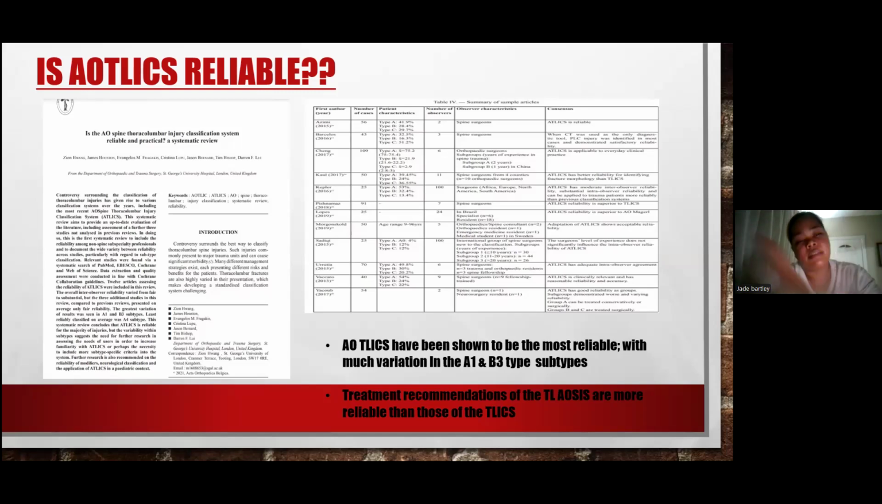And so this systematic review was done that looked at 12 studies over the years, and it shows that the AO Spine TLICS classification system has actually been shown to be the most reliable of all the classification systems. It's just that between the A1 and B3 subtypes, there was much variation, but it's highly reliable, it's simple, and it's recommended to be used. And this systematic review basically supports its use in their approach to patients with thoracolumbar injuries.